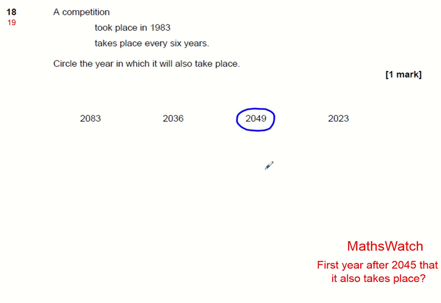The other way that you can figure this out is you could find out how far apart 1983 and each of these years are, and only one of them will be divisible by 6. So from 1983 to 2049 is basically the 17 years up to 2000 plus the 49, which is 66. And 66 is divisible by 6. So therefore 2049 will be our correct answer. It'll be 11 competitions' time.